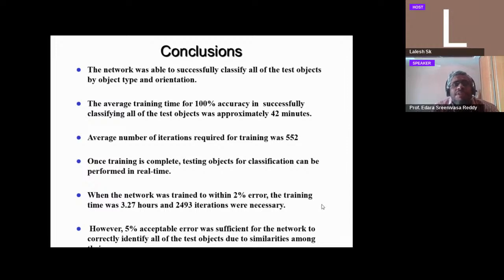So the average time is 42 minutes for 100% accuracy. Don't worry about the time; the time depends upon the machine. Today still lesser time occurs, and the number of iterations is 552. When the network was trained to within 2% error, the time was 3 hours. See here, 3 hours, and 2493 iterations. So if you want better accuracy, it takes more time and a larger number of iterations.